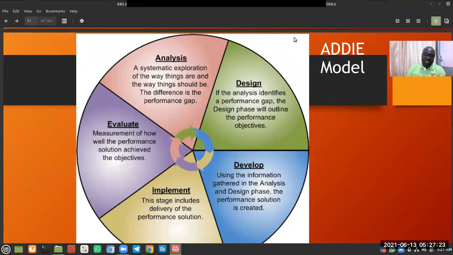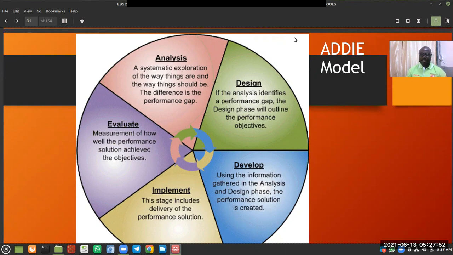At the develop phase, we actually put together our knowledge of the analysis and then the design phases to create the desired instruction in a way that will solve the problem that we have come across in the analysis stage.